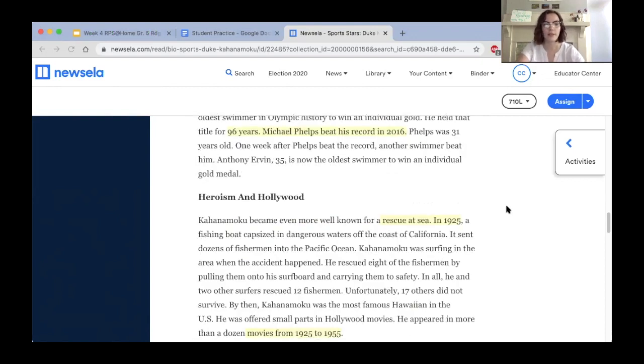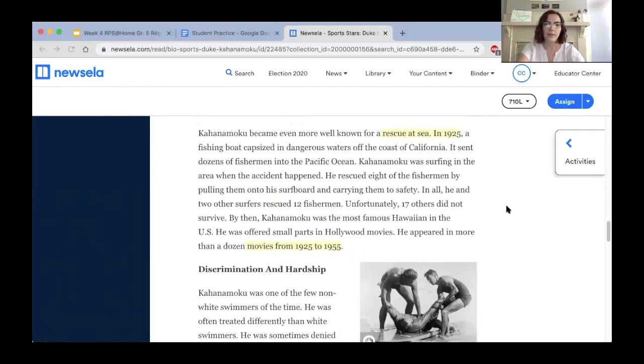Heroism and Hollywood. Kahanamoku became even more well-known for a rescue at sea. In 1912, a fishing boat capsized in dangerous waters off the coast of California. It sent dozens of fishermen into the Pacific Ocean. Kahanamoku was surfing in the area when the accident happened. He rescued 8 of the fishermen by pulling them onto a surfboard and carrying them to safety. In all, he and 2 other surfers rescued 12 fishermen.